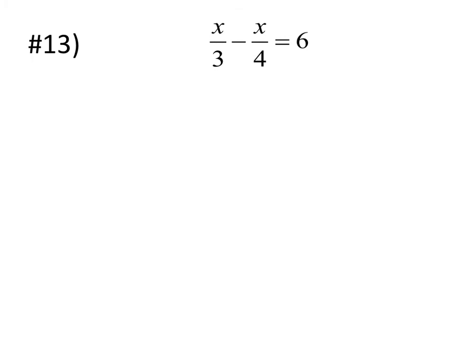Okay, now we've moved into problems where we're going to need to find the LCD. So make sure you have all fractions by putting that over 1. Find your lowest number that 3, 4, and 1 go into evenly. So remember, count by your largest number until you find a number that all 3 go into evenly.